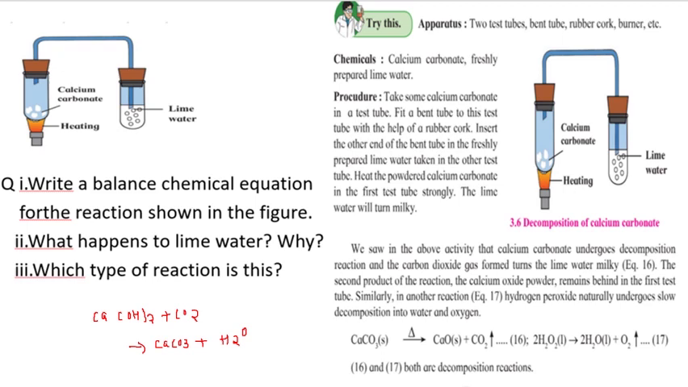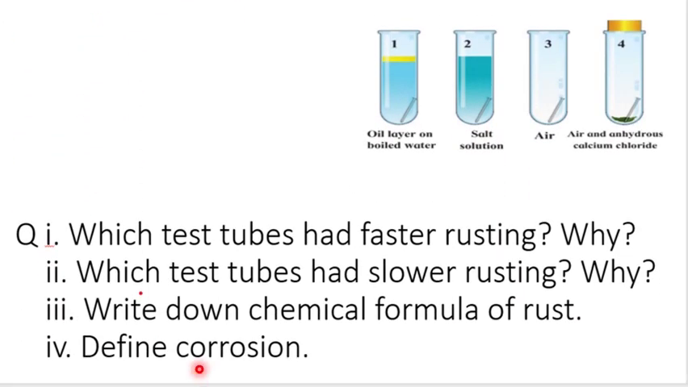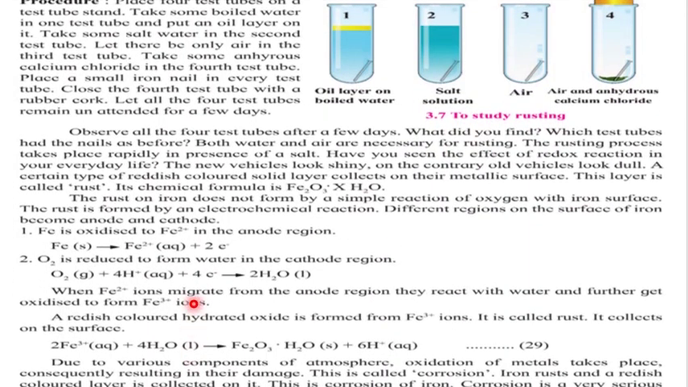Let us move to our next diagram based question. Here the questions are: which test tube had faster rusting? Why? Which test tube has slower rusting? Why? Write down the chemical formula of rust and define corrosion. Let us see. Here the test tubes 1, 2, 3 and 4 are given, and in each test tube there is an iron nail. Friends, we know well that for rusting both air and water are necessary.